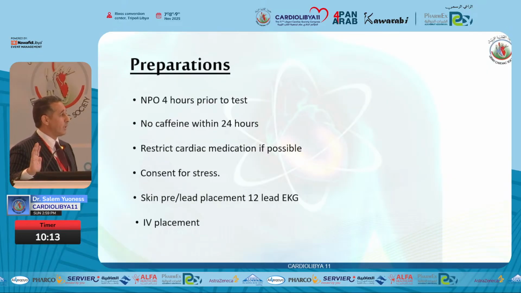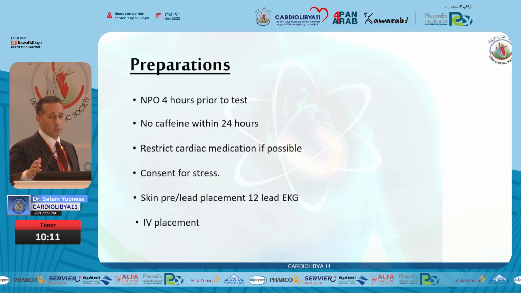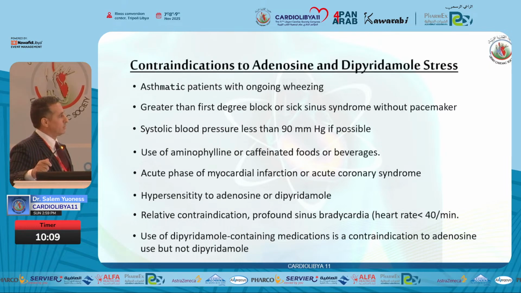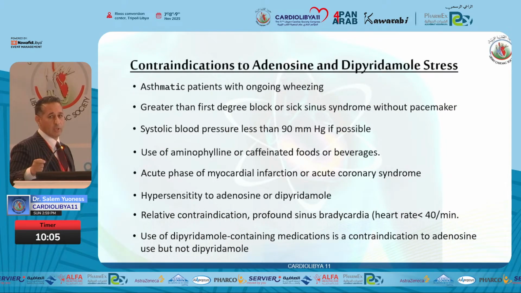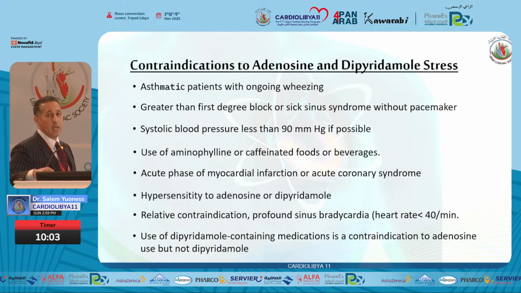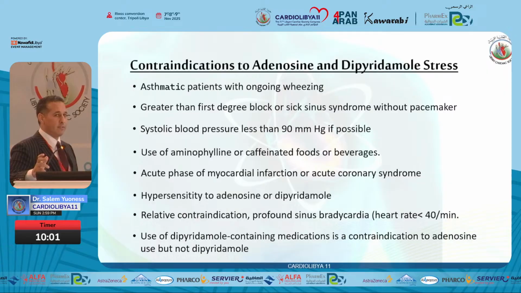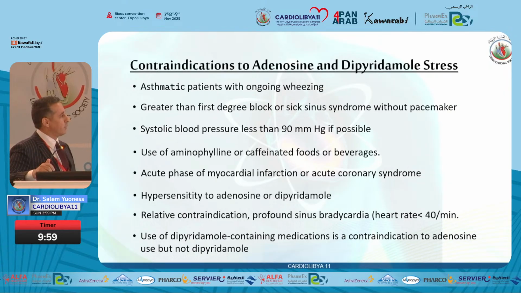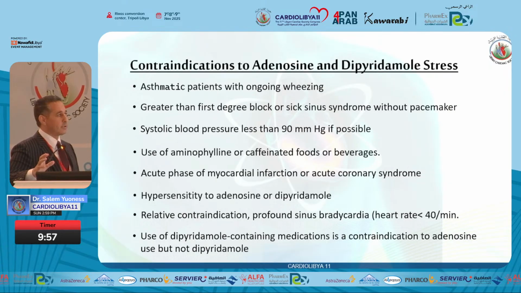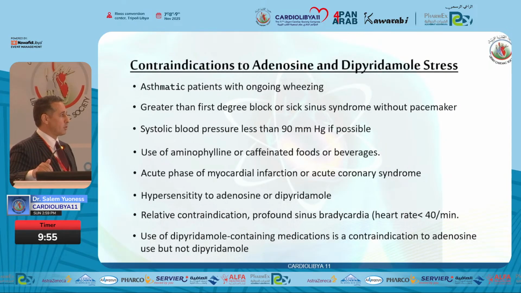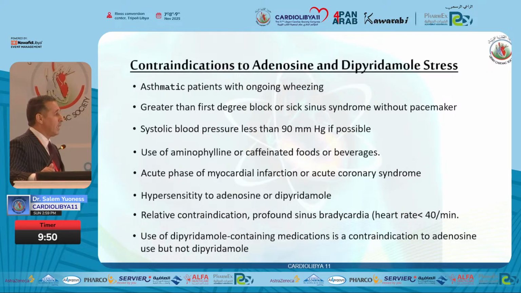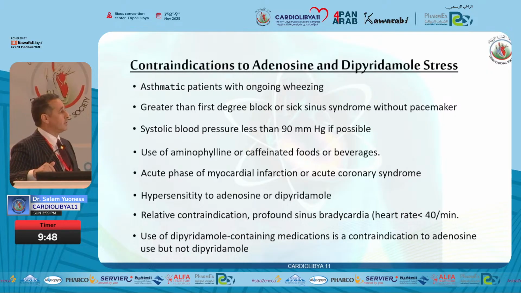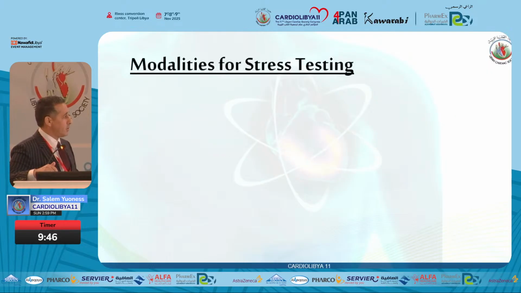So that's why you have to stop coffee and anything caffeine-related. You have to consent the patient, put in an IV line, and inject the dose. There are lots of contraindications. In asthmatic patients, if you give them the vasodilator, sometimes there is bronchospasm, so in severe asthmatic patients, we don't do that. If you have a complete heart block, if you have systolic blood pressure less than 90, if you use aminophylline, or if you drank coffee, or if you have any hypersensitivity to dipyridamole, then those are the contraindications, which are common.